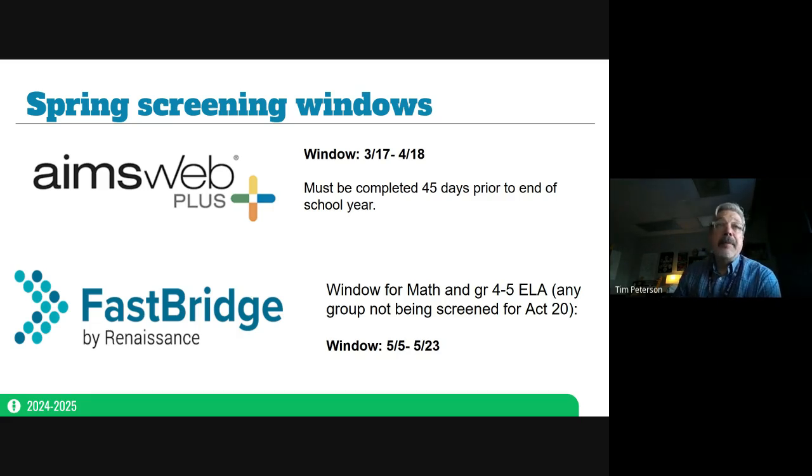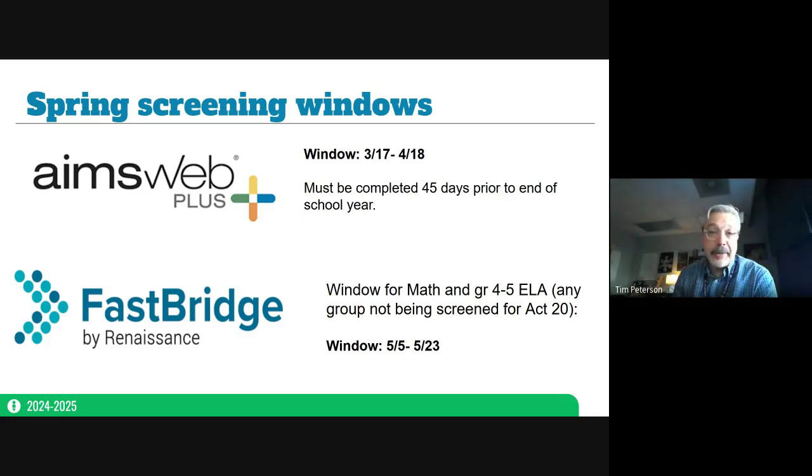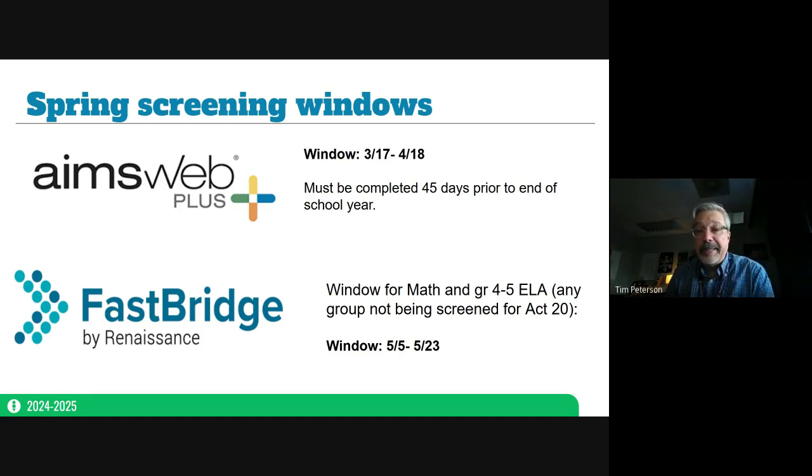Now, again, what concerns me most, and I do want to make sure that you understand this, is that the FastBridge window overlaps for third graders with Forward testing. So please, we pushed back really hard on DPI, and they said, nope, this is it. So hopefully the rest of the state has figured that out by now and can push back on this next year. But this is what we're left with. So I apologize, not within my control.